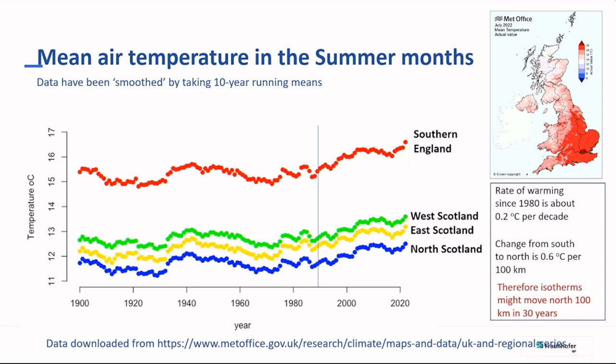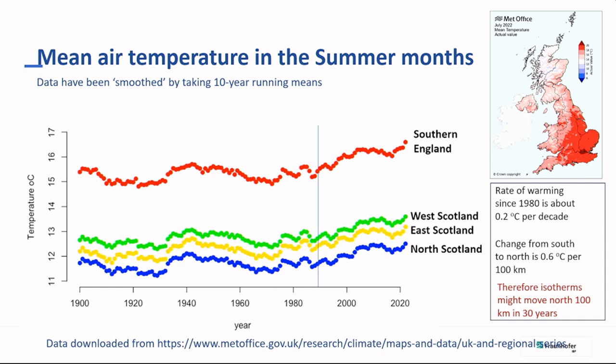And so what we've got there is a running mean. I've taken 10-year running means, because if I didn't, it would just look like a huge scattergram. I wouldn't be able to make sense of it. So in southern England, here we are. This is the summer air temperature, and there's an increase. And you look at the different parts of Scotland, West Scotland, East Scotland, North Scotland, and there's a similar increase of about 0.2 of a degree per decade.